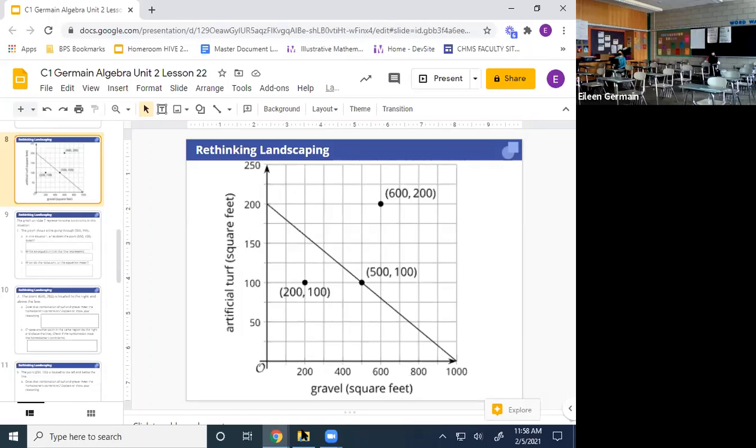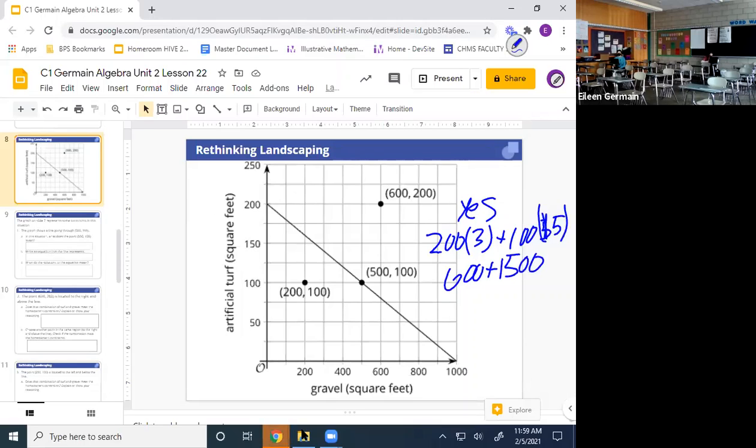Why do you think that, Max? I think that because if you do 200 times 3, you get 600, and if you do 100 times 15, you get 1,500, and the total is 2,100, and 2,100 is less than 3,000. Very good. You would get 600 plus 1,500, which is 2,100. And that is less than our budget of $3,000.